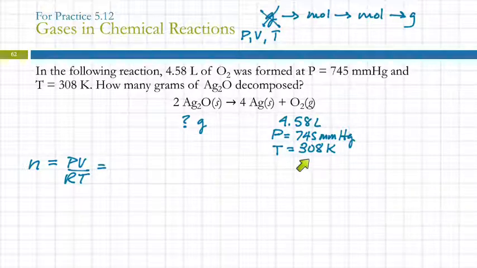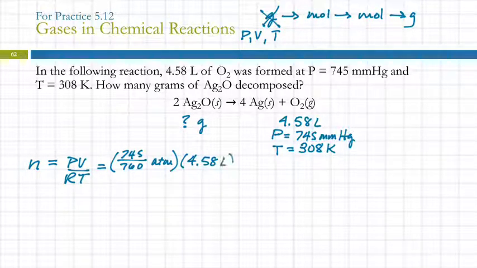There's no talk of this being collected over water or anything, so we don't have to worry about a mixture. So this pressure is the pressure of the oxygen, but it's in millimeters of mercury. We need to convert it to atmospheres. So that would be 745 over 760 in atmospheres. The volume was given in liters. Hooray. 4.58 liters.